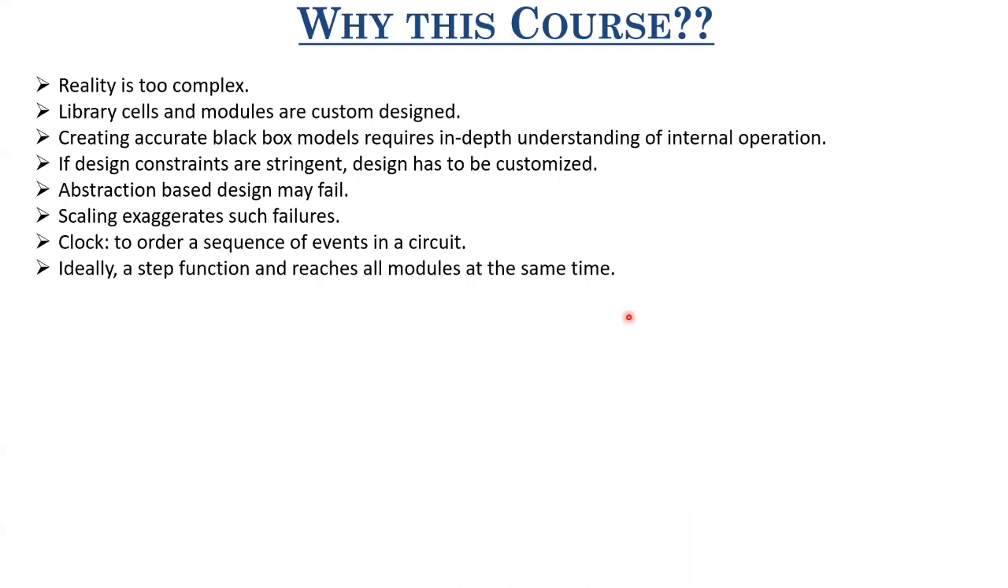But what happens is, because of these interconnect parasitics, or the parasitic capacitances which are there in the circuit, this clock reaches different modules at different instances of time. And when you are working with sequential circuits, such as registers, which have to store data, it may also lead to incorrect sampling.